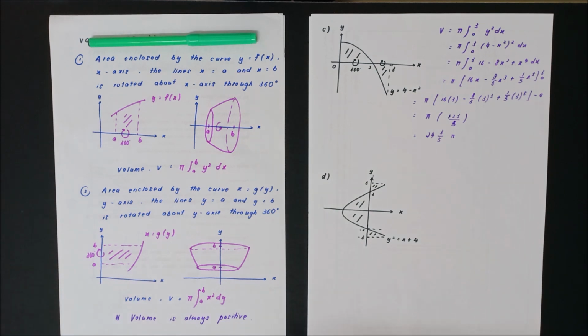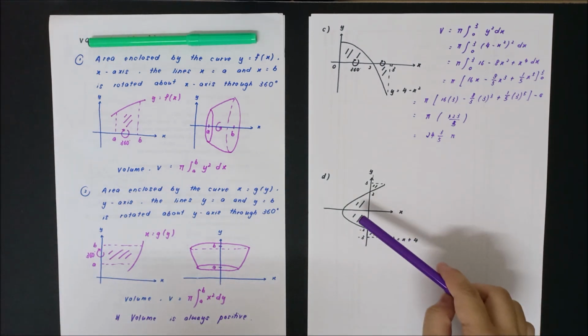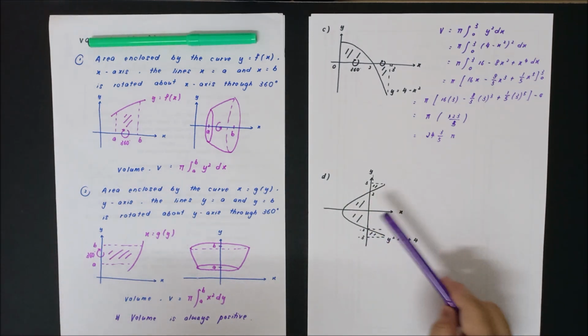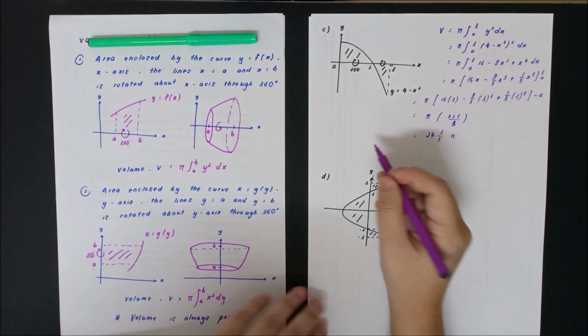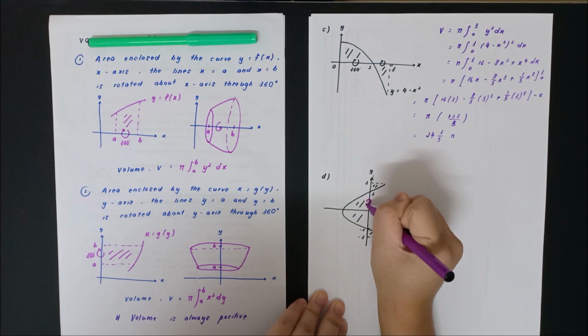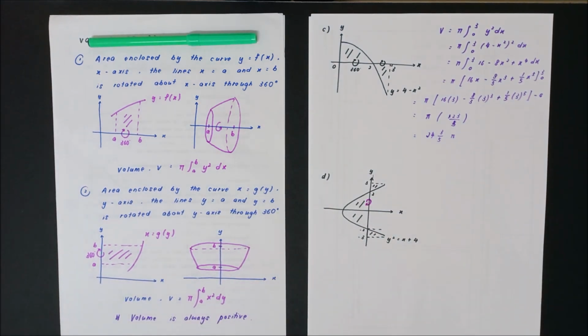Okay, so for D, let's move on to this question. For this question you can see it's actually a graph that is symmetrical about the x-axis. Oh, I'm sorry, I left all this. So this is rotated about your y-axis. Okay, so same thing, we start with V.